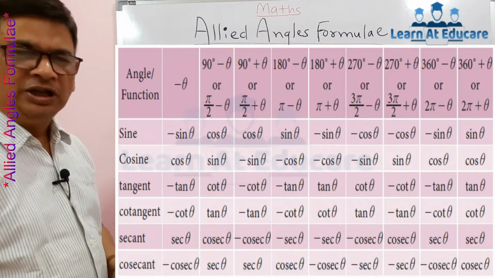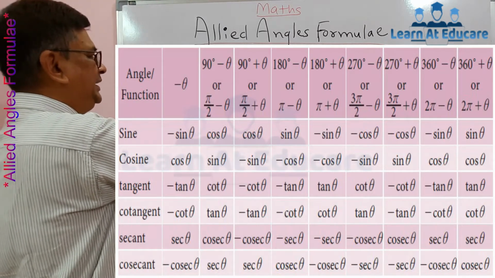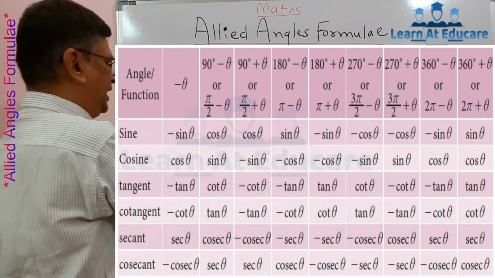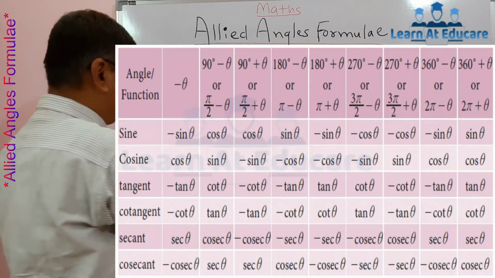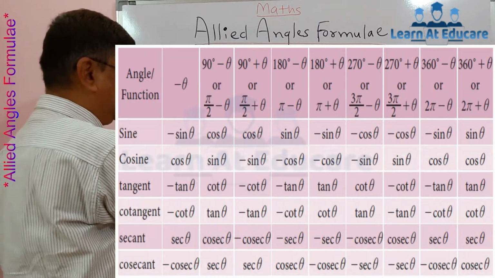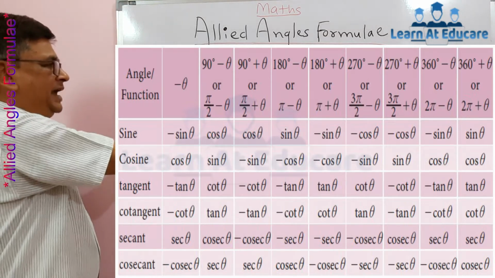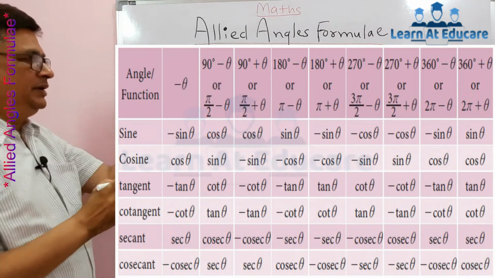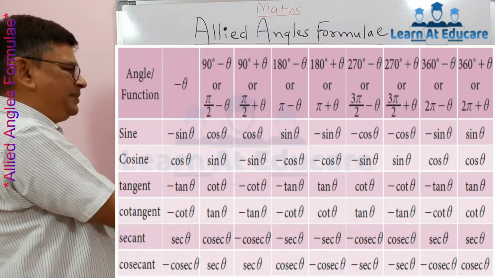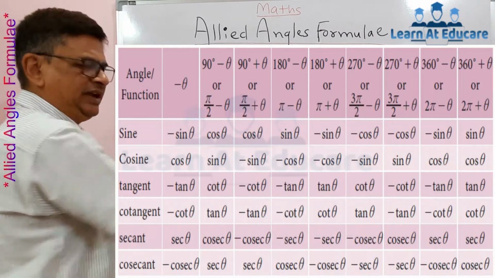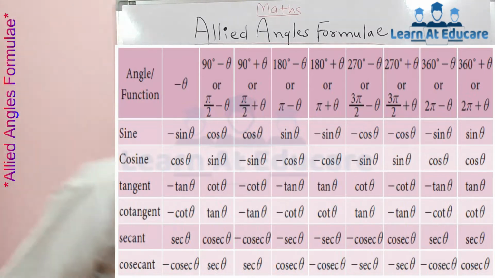The chart contains columns for the trigonometric ratios and for minus theta, theta, 90 minus theta, 90 plus theta, 180 minus theta, 180 plus theta, 270 minus theta, 270 plus theta, 360 minus theta and 360 plus theta. Now 90 minus theta is pi by 2 minus theta, 90 plus theta is pi by 2 plus theta, 180 minus theta is pi minus theta, 180 plus theta is pi plus theta, and so on. As you see in the chart, those columns are for the various allied angles.